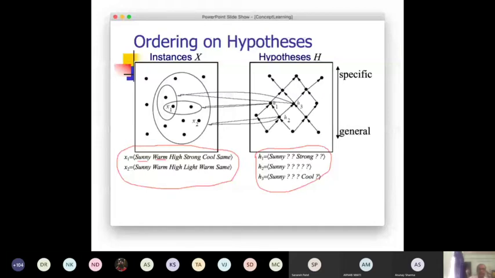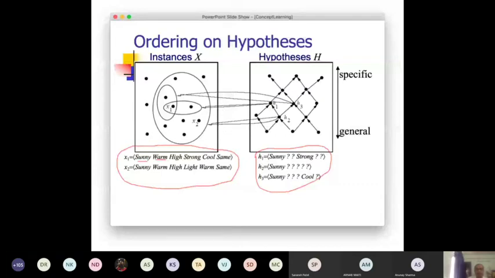For example, if some hypothesis H1 is true, then H2 will be true, because it is a more general hypothesis. Similarly, if H2 is true, then this hypothesis is also true, and this one too. That means all these hypotheses will satisfy the training examples. This is the implication of this ordering. And as I told you already, given a set of training examples, there could be a number of hypotheses which satisfy those examples. So it may not be unique, but there are certain characteristics that we see.